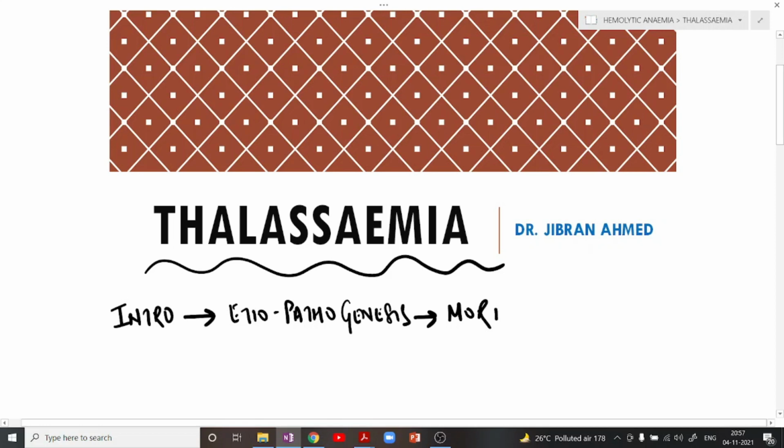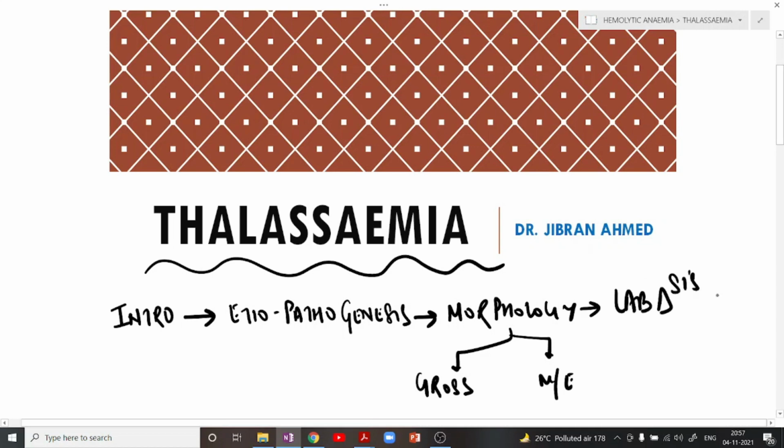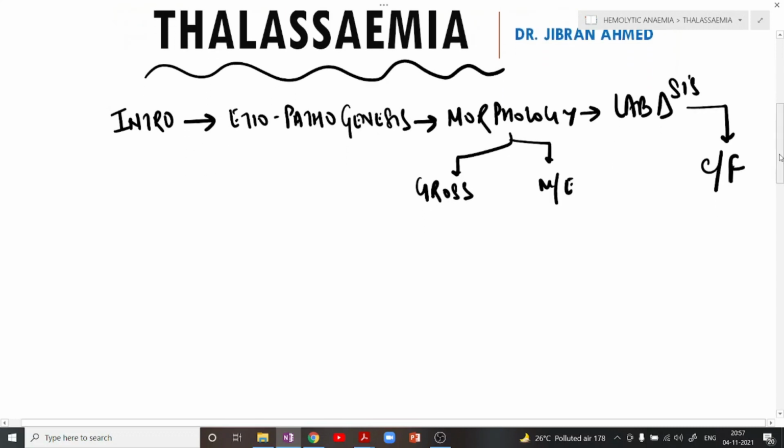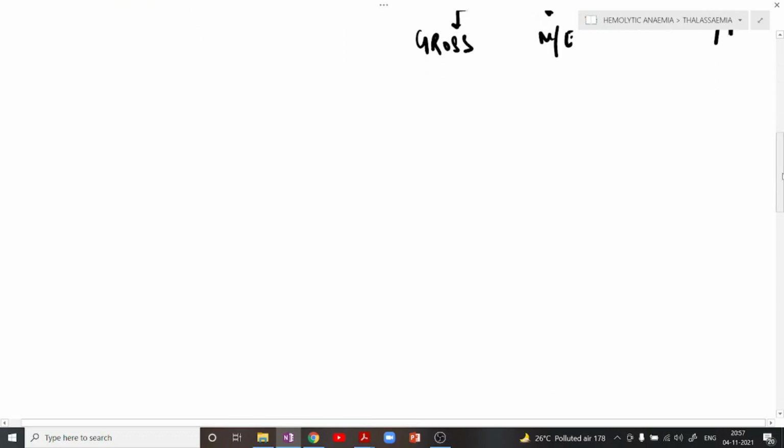So what do you mean by morphology? By morphology we simply mean that we should mention the gross and the microscopic picture of that particular disease. Now one very important point that should be included in every answer for hemolytic anemia is the lab diagnosis, and finally we have to end with the clinical features. So without wasting any time, let us start today's topic of discussion, which is thalassemia. As I told you, we will first start with the introduction.